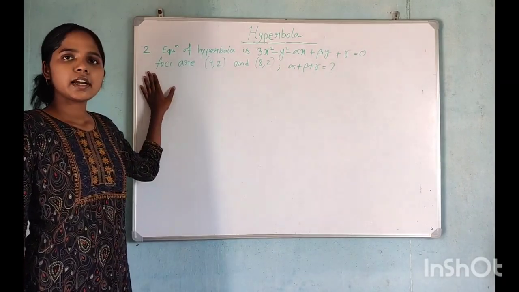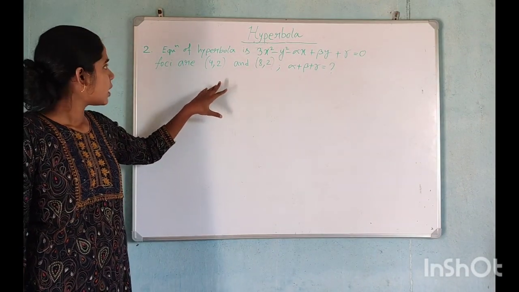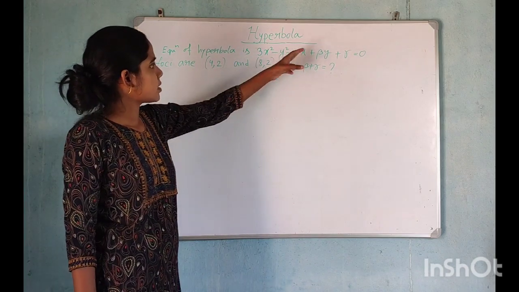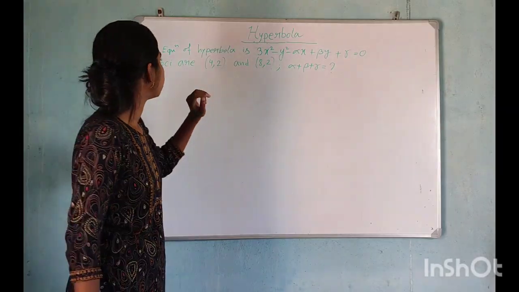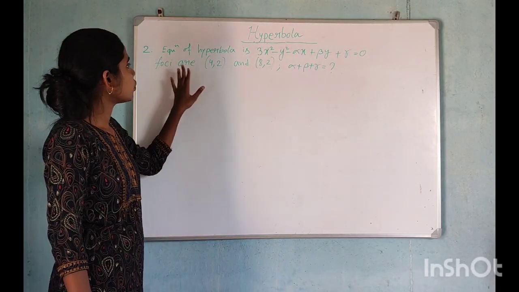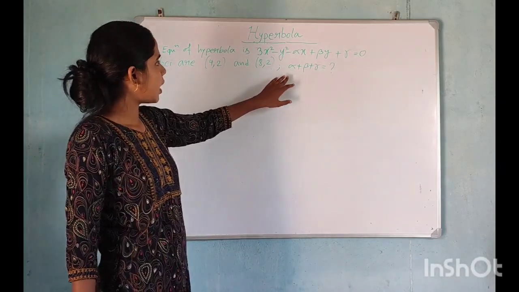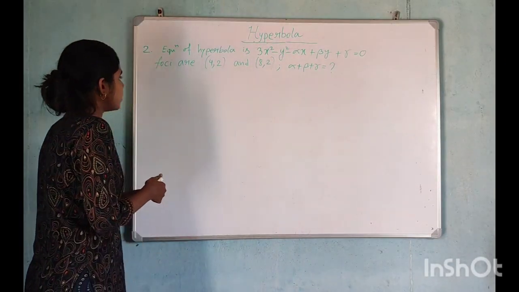Now this is our second question. This is also a JEE 2025 Main question. In this question, the equation of a hyperbola is given. Here alpha, beta, gamma are unknown, and the two foci are given: (4, 2) and (8, 2). We have to find the value of alpha plus beta plus gamma.